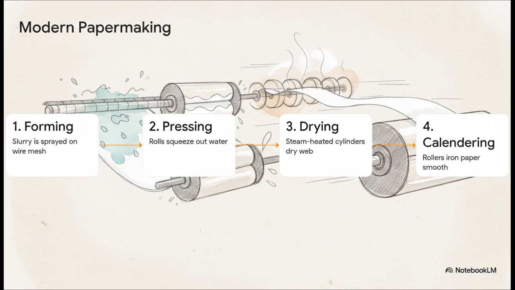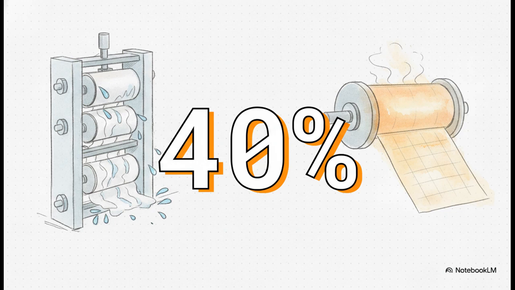The paper weaves around this crazy serpentine series of internally steam-heated cylinders to evaporate whatever moisture is left. And finally, calendaring. This uses super heavy rollers to essentially iron the paper until it's extra smooth and glossy. Now, here is an absolutely crucial number for you, 40%.